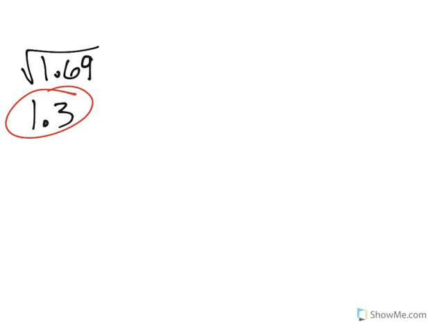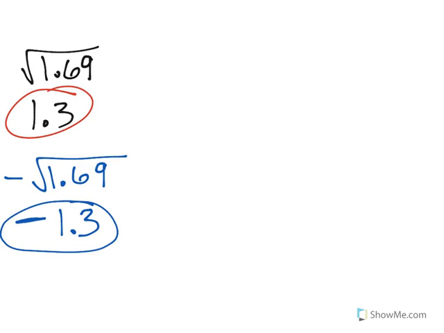Now, I want to make a point that if there had been a negative sign in front of that square root, then the square root of 1.69 is 1.3, but that negative out there means we've got to change the sign of whatever the answer was. So the answer was positive 1.3, so now we've got to change the sign of it, so it's negative 1.3. So if you see a negative outside of the square root like that, I emphasize that outside part, then you're good to go.